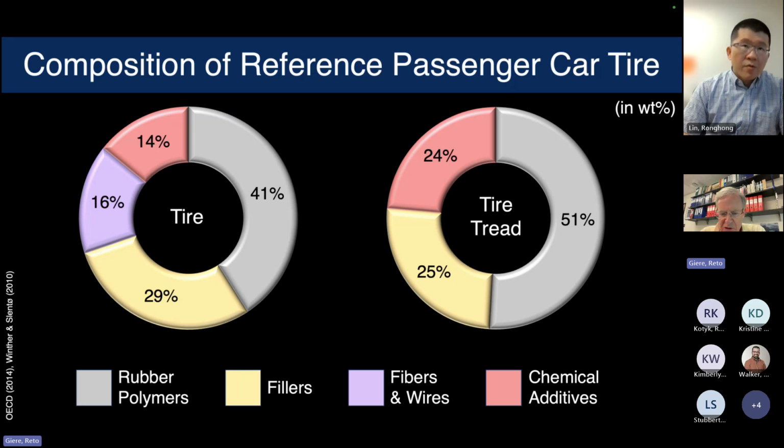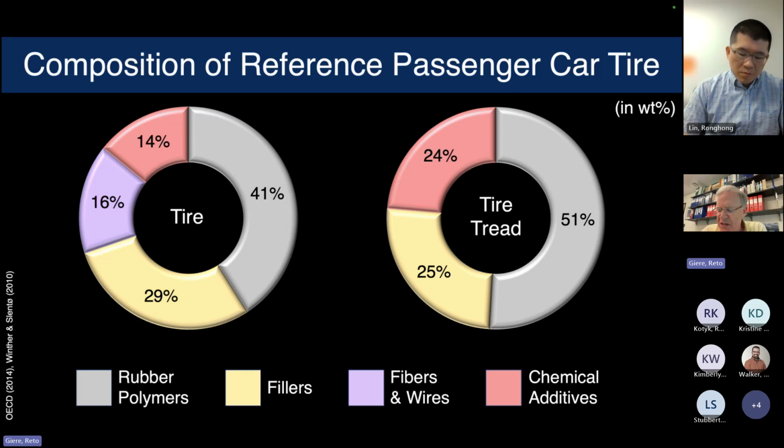As mentioned before, what is actually ending up in the environment is not the entire tire, but the particles we abrade from the tread. So what is more important in our context is the chemical composition of the tire tread, and that's shown on the right-hand side here. About 50% or so is rubber, both synthetic and natural. About 25% is fillers, so carbon black and nano silica, and 24%, which is a large amount, is chemical additives. So the tire tread has a different composition. Most importantly, we don't have fibers and wires in most cases, and we also have a significantly higher amount of chemical additives in there.